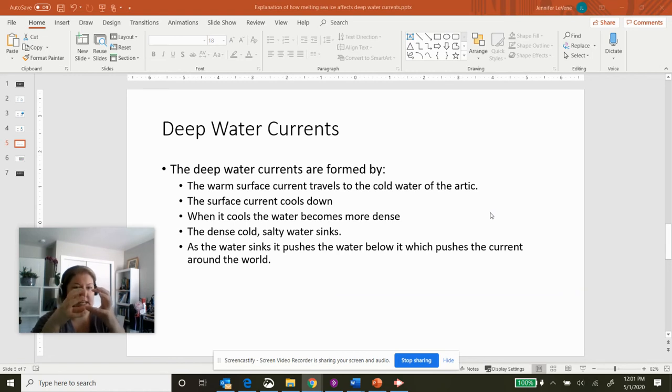When the dense, cold, salty water, because water is being pulled out into these icebergs or sea ice, becomes extremely salty, it's heavier now because it's got more particles. The water sinks and it pushes the current.